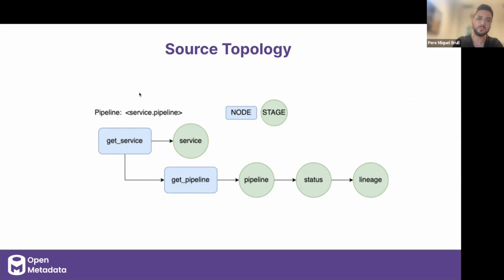So the process would be: the workflow starts, the source class gets instantiated, then we get into the get service node, and this get service node only has a single stage, which is delivering the service to the sink. Then we run the node that is in charge of getting the pipeline information. And for us to get all the information from the pipeline, we need to first ingest the pipeline, then ingest the status of the pipeline, and finally ingest the lineage of the pipeline.